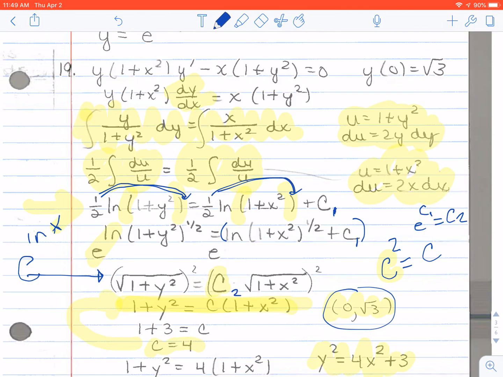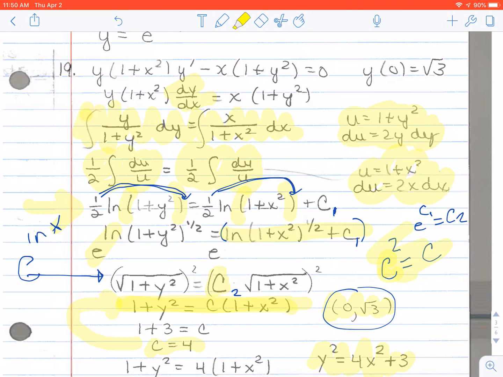Then we can exponentiate. The e and the ln are right next to each other, so we can get the square root of 1 plus y squared. On the right side, remember that that whole thing is now the exponent, and we can break it up into e to the ln of 1 plus x squared to the 1/2 times e to the c. That times e to the c is going to become my c value. And then the e to the ln cancels out. We'll get 1 plus y squared equals c times 1 plus x squared, when we square both sides. Now notice if I square c, I'm just going to call it another c value.